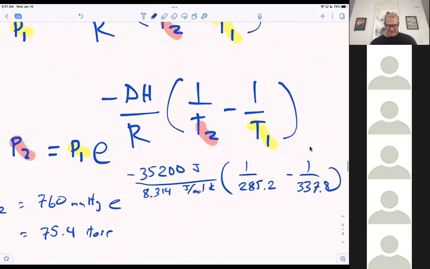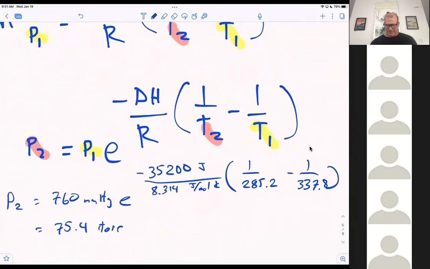But more than that, let's look at these numbers. I'm highlighting this number right here. When I am looking at this relationship, I see this number: 1 over 285.2 minus 1 over 337.8. My question right now is, is this number highlighted in blue a positive number or a negative number? And the answer is it's a positive number.